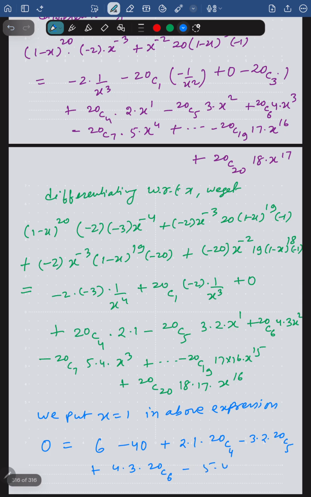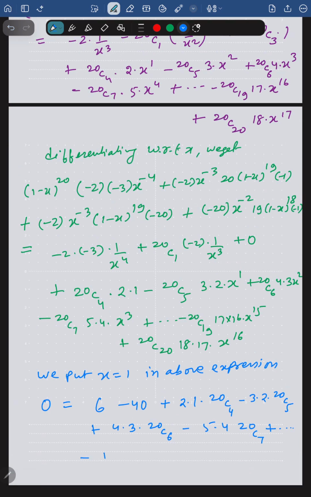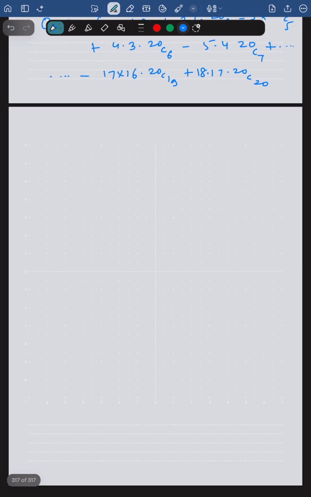Little lengthy question it is, but easy also. If you understand how to approach the question, then it is very easy. That point is important, otherwise question is very simple. So now minus 17 into 16 into 20c19 and plus 18 into 17 into 20c20. Okay, so our required portion, now I will just wrap up the solution.